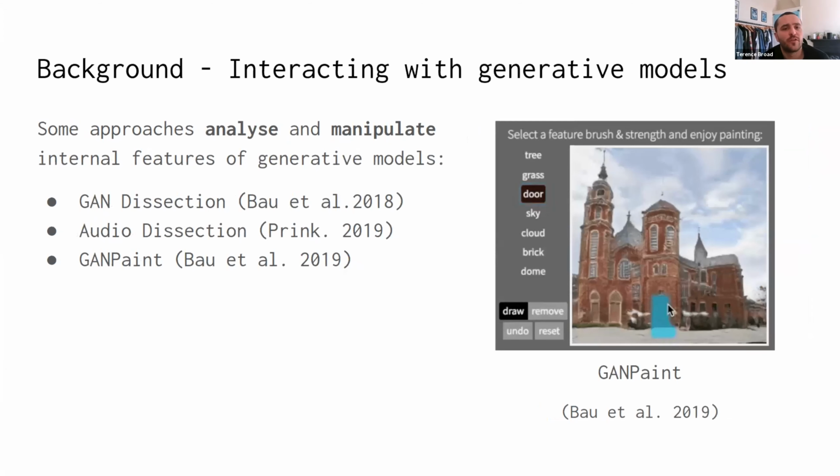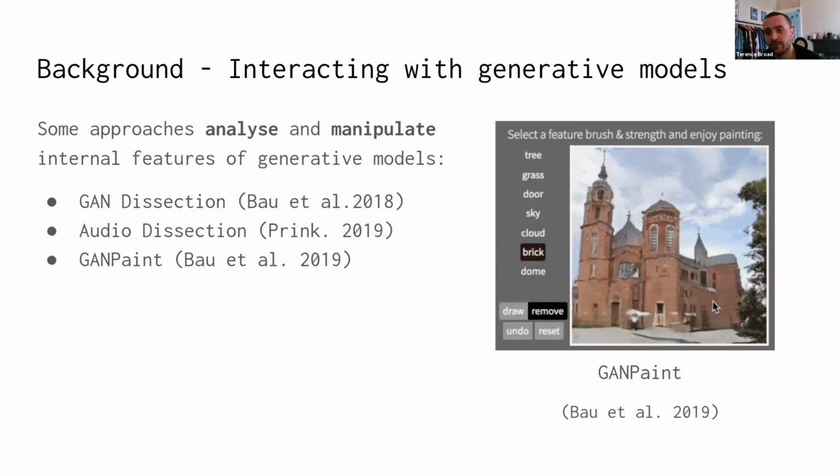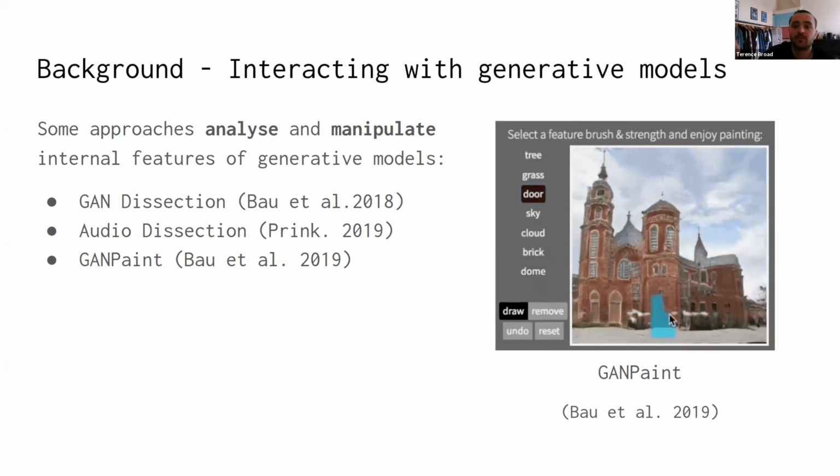There are some approaches that go further than this. Some approaches analyze and even manipulate the internal features. A famous approach is GAN Dissection. Here they use ablation to turn features off and try to figure out which features are responsible for generating what. Using this approach, we're able to find individual features that generate certain things.